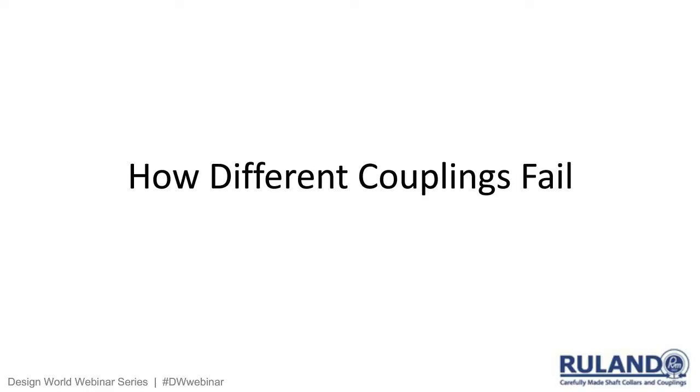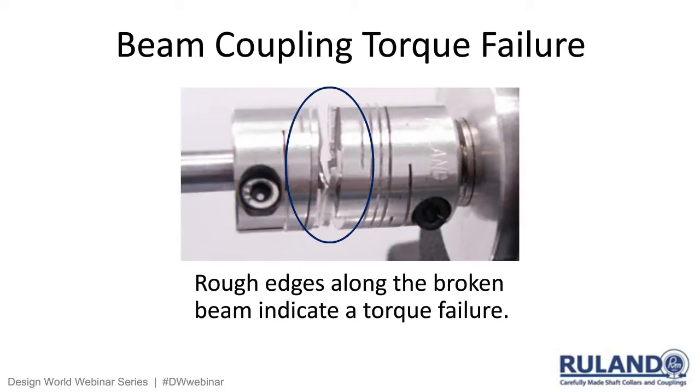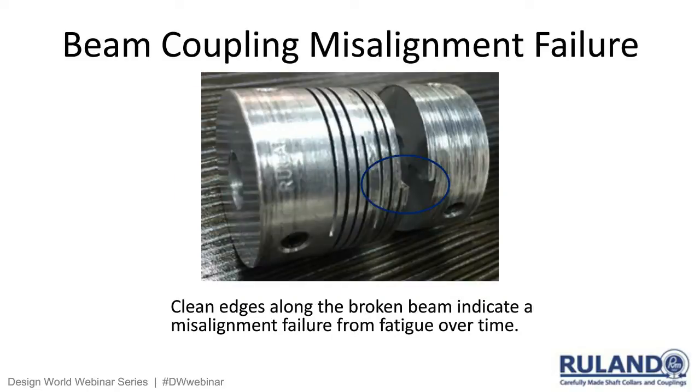All right, how different couplings fail. Here we've got a beam coupling torque failure, where you've got rougher jagged edges where the break occurred in the middle of the beams. And again, this is typical of a torque failure on a beam coupling where you have these rough jagged edges. Here's a beam coupling that failed from misalignment. You don't tend to have those jagged edges. It tends to be at the start of the very first beam, as circled in the picture. And typically that will have a clean edge break, and that is typically a misalignment failure.